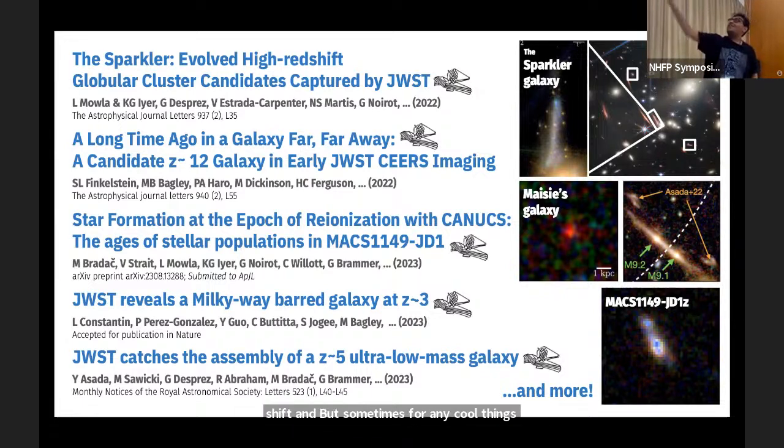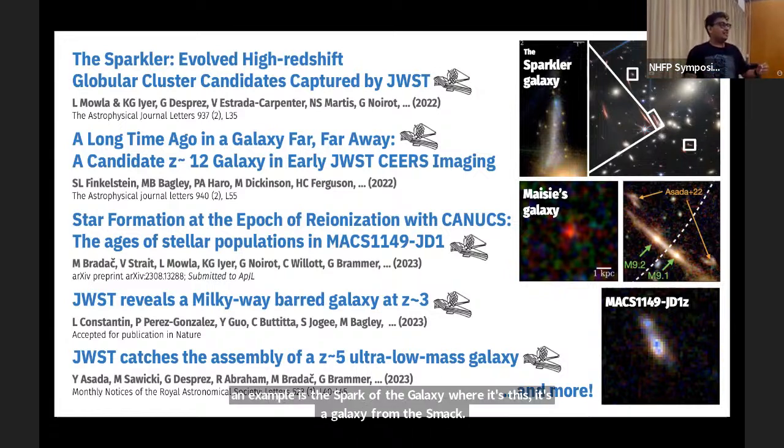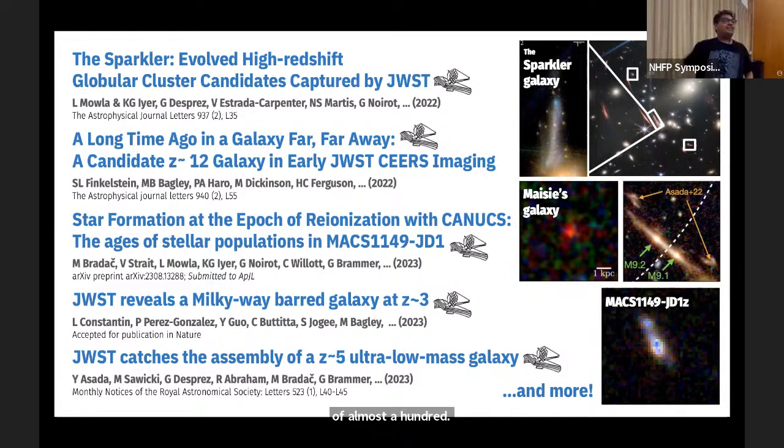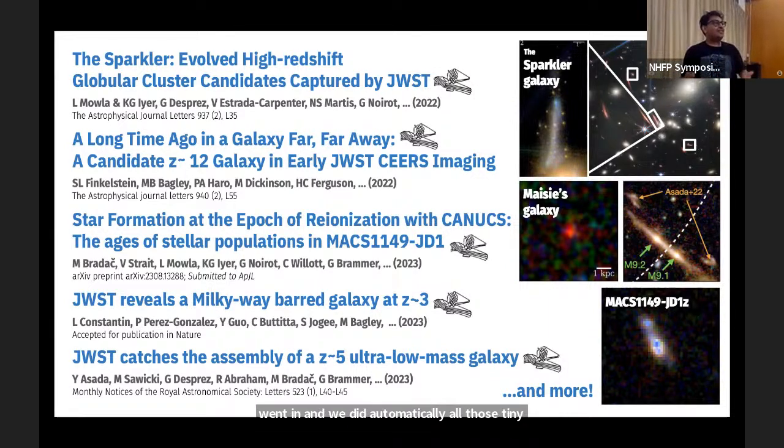So an example is the Sparkler galaxy, a galaxy from the SMACS 0723 initial data release, where with Hubble, it looked just like an unresolved edge-on disk. But with JWST, we realized that it's a lensed galaxy magnified by a factor of almost 100. And there's all of these small dots around it. And then we went in and we did photometry of those tiny star clusters, and we got the star formation histories, and we found that they formed like 500 million years after the Big Bang. So this is insane, because this could be us seeing globular clusters at really high redshifts, a use case that I didn't even think was possible.